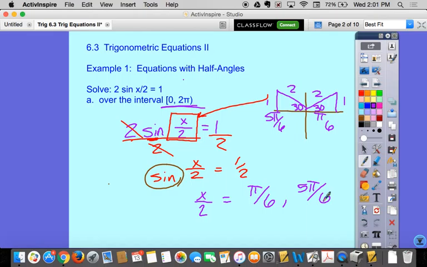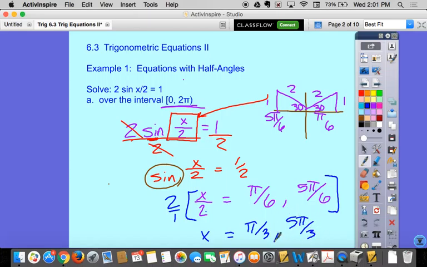Now, here's the new step. I didn't ask for what is x over 2. I need to know what x is. Well, let's just think. How do you get from x over 2 to x? Don't you just multiply by 2? Well, think about it. 2 times this fraction, they cancel each other out and you just get x. Well, 2 times this fraction, it's just going to be pi over 3. 2 times this fraction, 5 pi over 3.